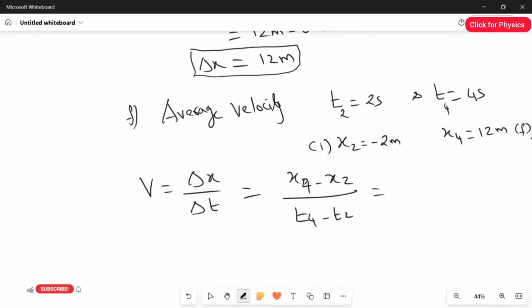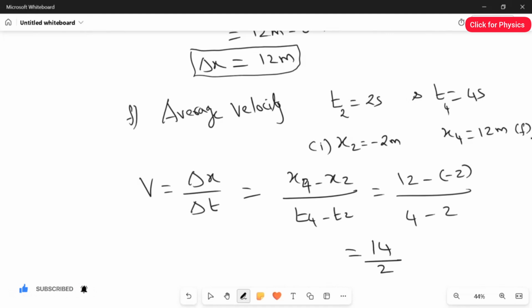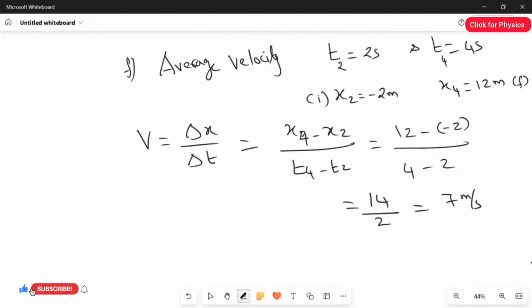Now I'm going to substitute the value. So 12 minus of minus 2 divided by 4 minus 2. Here we got minus into minus plus. So 12 plus 2 becomes 14. 14 divided by 2, we got 7 meter per second. So this is the answer for the question F. What answer we got? In F part, we got the average velocity as 7 meter per second.